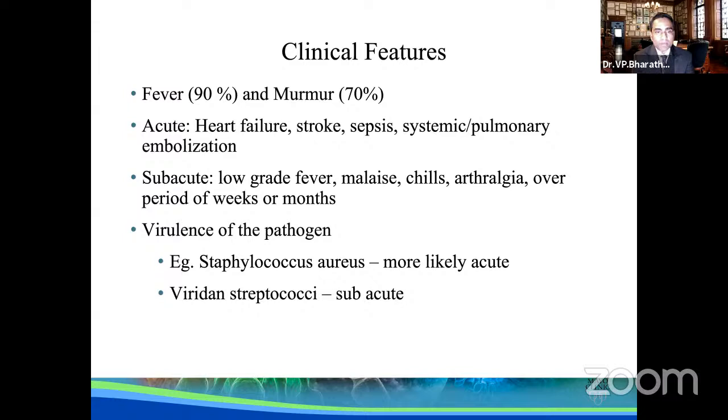In subacute cases, people have a low-grade fever. They've been feeling unwell for several weeks or months, with arthralgias and chills. And in this segment of the population, you can expect to see the immunologic manifestations. The clinical manifestations depend on the virulence of the pathogen. For example, Staph aureus is a highly virulent pathogen, so patients present with acute manifestations. On the other hand, viridans streptococci is a very weak pathogen. It doesn't cause severe sepsis most of the time.